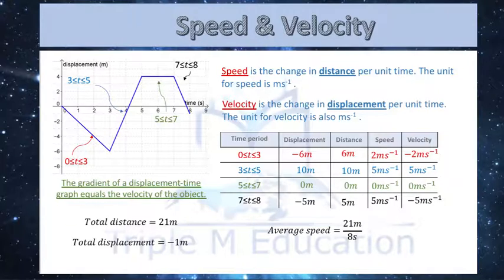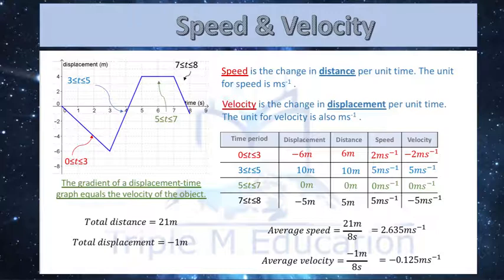The average speed will be 21 meters, the total distance covered, divided by the total time taken, 8 seconds. However, the average velocity would be the total displacement, which is minus 1 meter, divided by 8 seconds, the total time taken. Our average speed is 2.635 meters per second, whereas our average velocity is minus 0.125 meters per second.